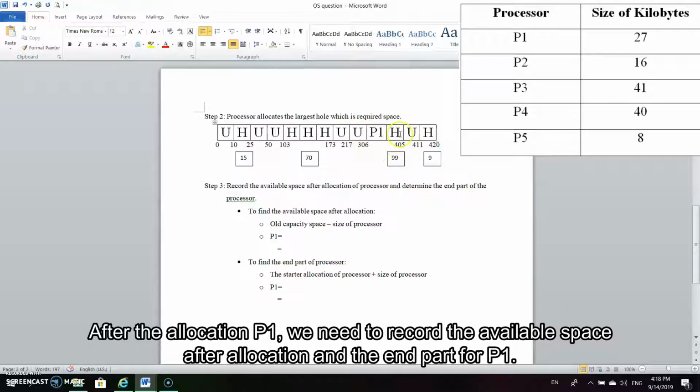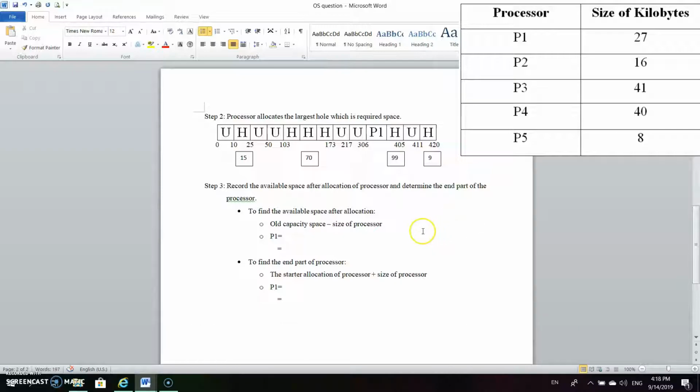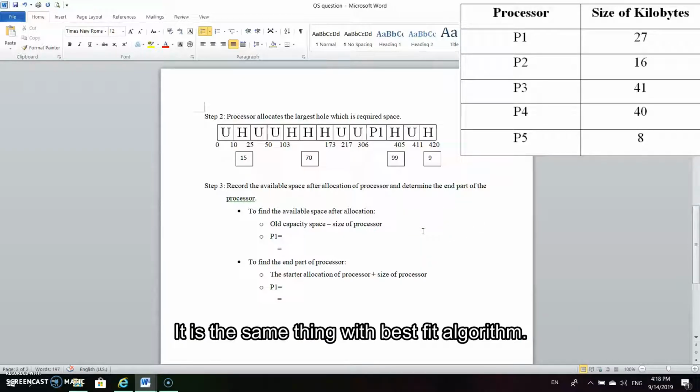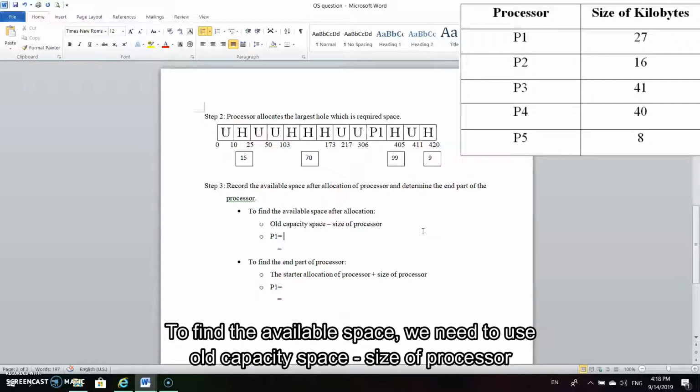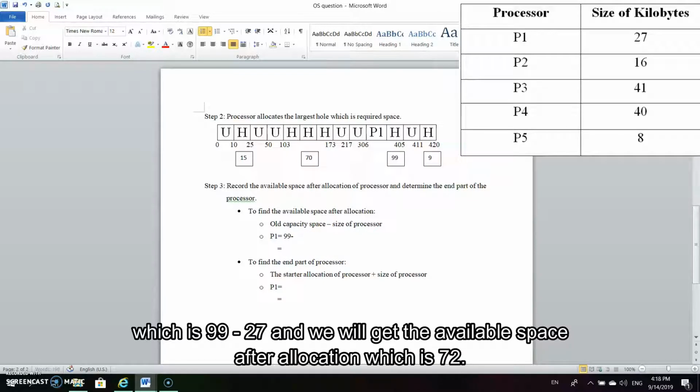After the allocation of P1, we need to record the available space after allocation and the end part for P1. It is the same thing as the best fit algorithm. To find the available space, we use hole capacity minus size of processor, which is 99 minus 27, and we will get the available space after allocation, which is 72.